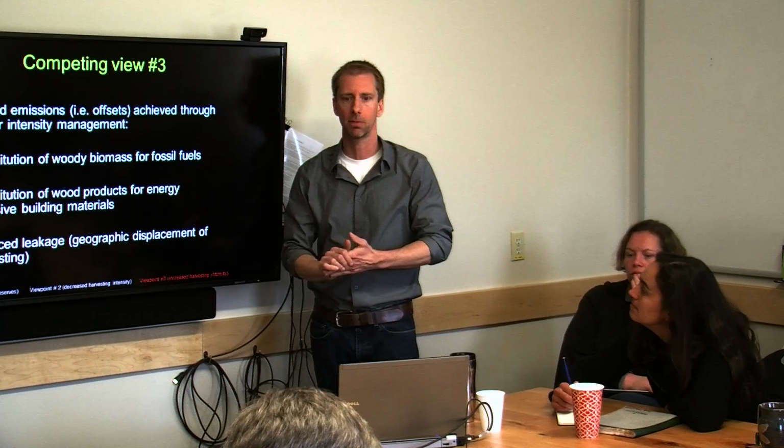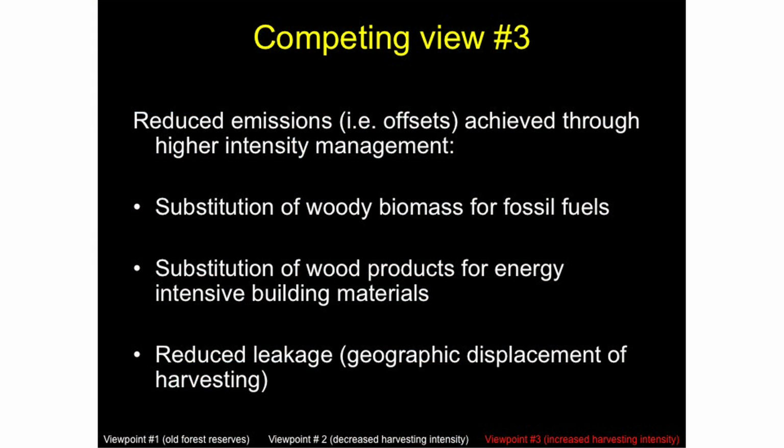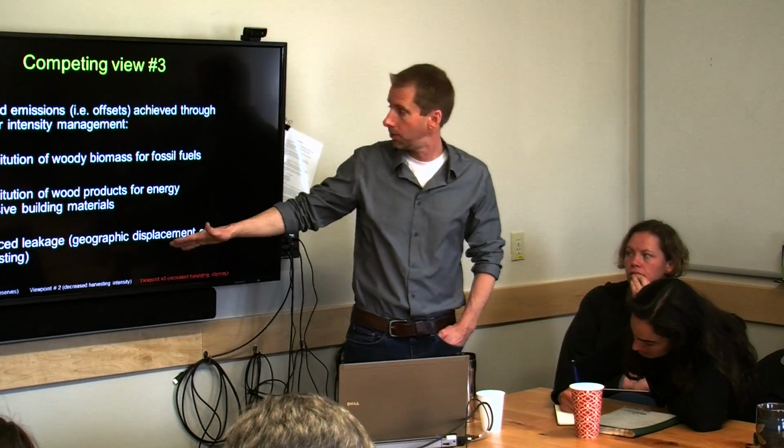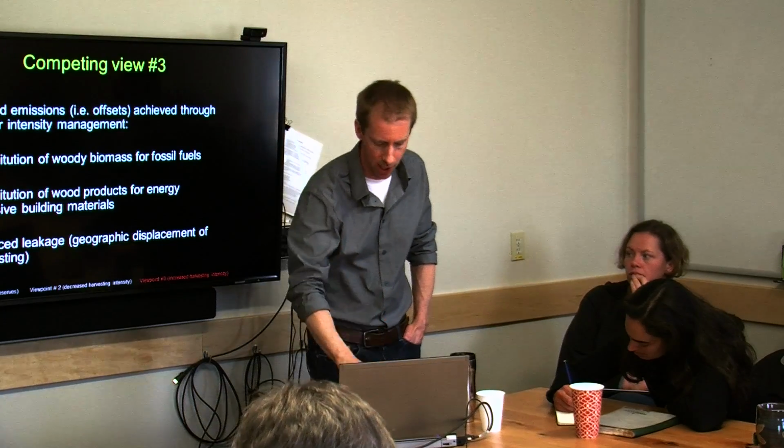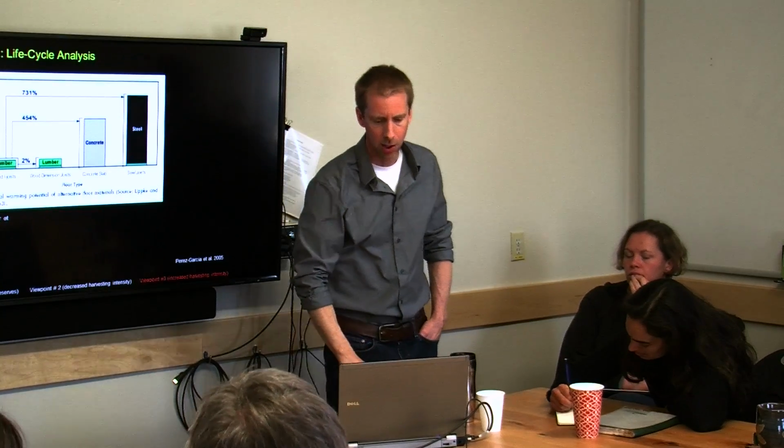Okay, competing viewpoint number 3. Again, it argues the absolute opposite of the first two. This one is suggesting that we should increase harvesting intensity and we should achieve through that this substitution benefit by substituting woody biomass for fossil fuels and avoiding those fossil fuel emissions, substituting wood products for other types of building materials that have a higher carbon footprint associated with their production, and that this is the best way to achieve a net reduction in emissions, right? All right, well, let's look at the evidence in support of that.